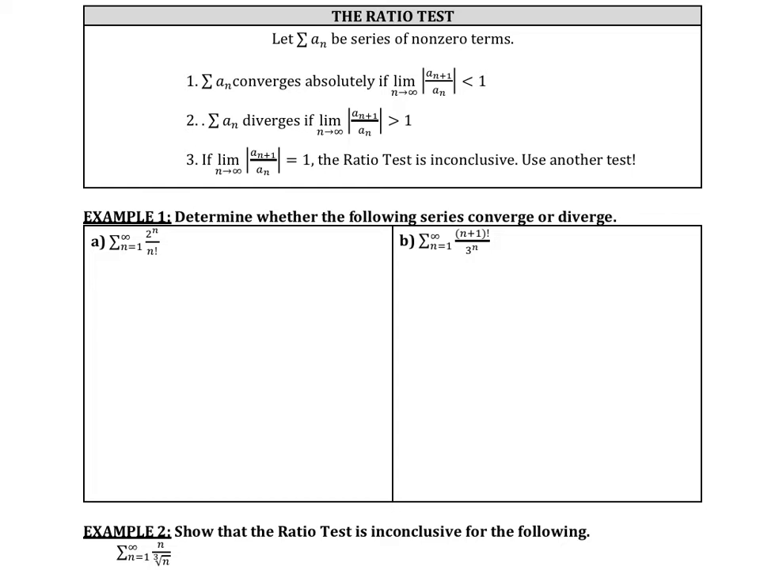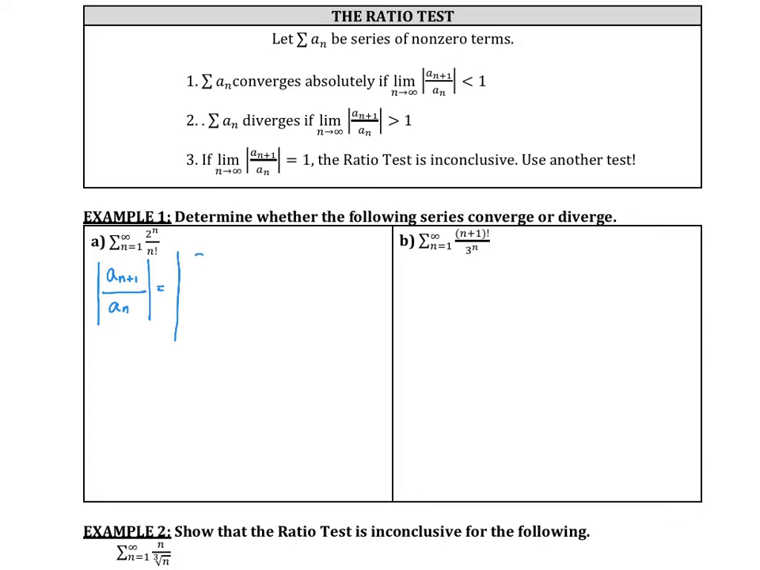Okay, so what we're going to do first, before I go into my limit, is take the absolute value of a sub n plus 1 divided by a sub n, and my goal is to show its relationship to 1. All right, so here's what this looks like. Now I'm going to write it out the longhand way this time, and then in the future I'm probably going to skip this initial step.